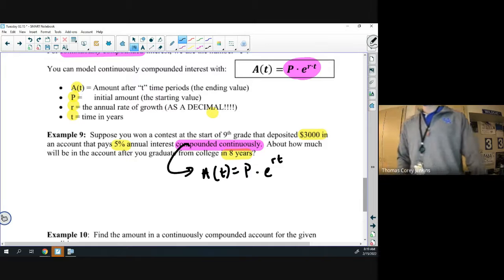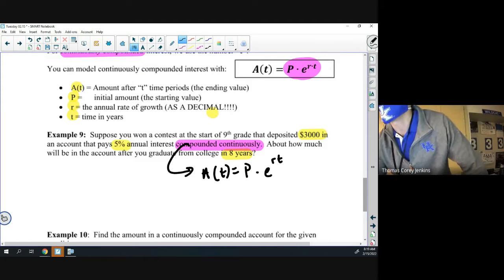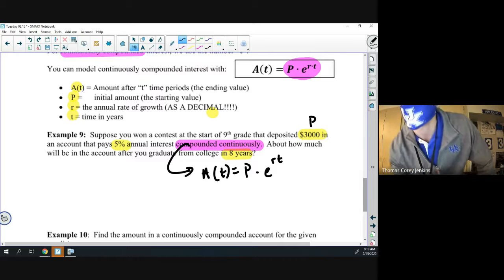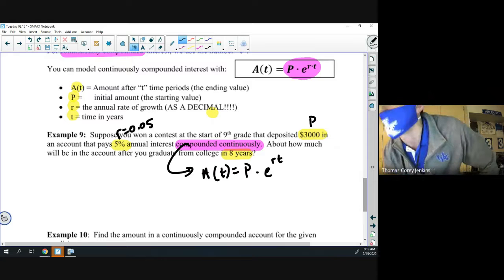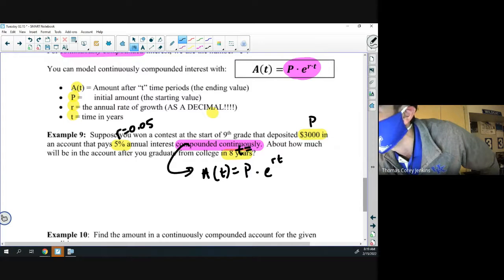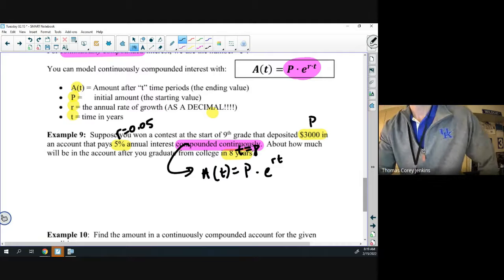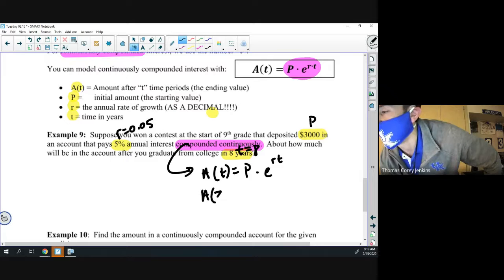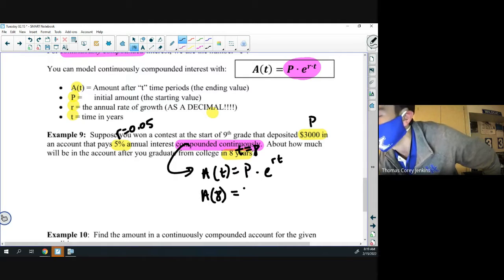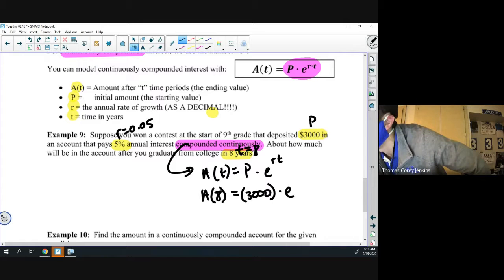All right, so then we can sub in what we have. P is going to be our 3,000. R is going to equal 0.05. Remember to change that to a decimal. And t in this case is going to be 8. So if we sub everything in, we are going to find A of 8, which would be 3,000 times e to the power of 0.05 times 8.